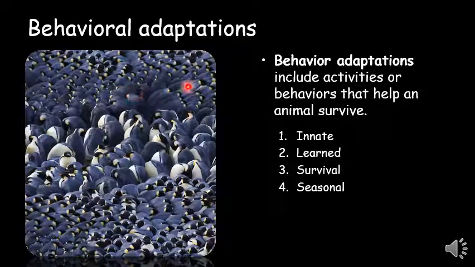So this kind of behavior helps the animal to survive. Any type of habit or behavior that helps the animal to survive is called a behavioral adaptation, and it can be of different types. Generally there are two: instinctive or innate, and learned. And we also have survival and seasonal behavioral adaptation. I'll be briefly explaining all these now.